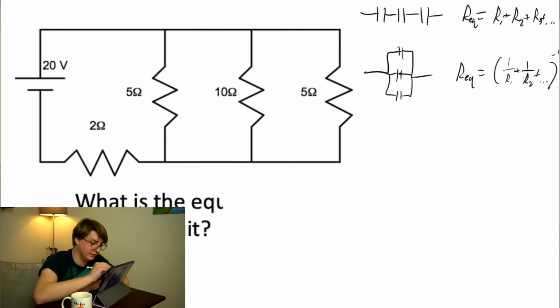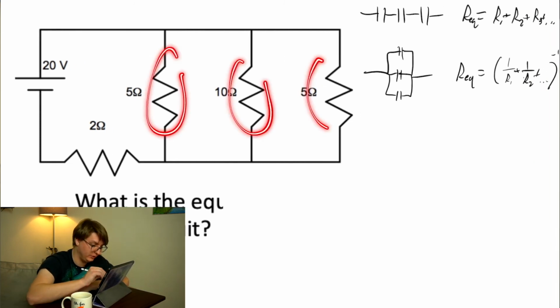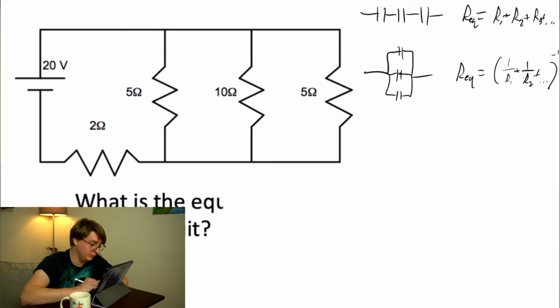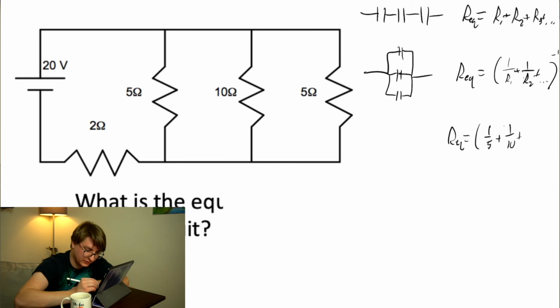So what is obvious? It's obvious that these are in parallel, so we're going to add them together. So we have R equivalent for these 2, 3 is 1 over 5. I'm going to omit the ohms for a moment. 1 over 10, 1 over 5.